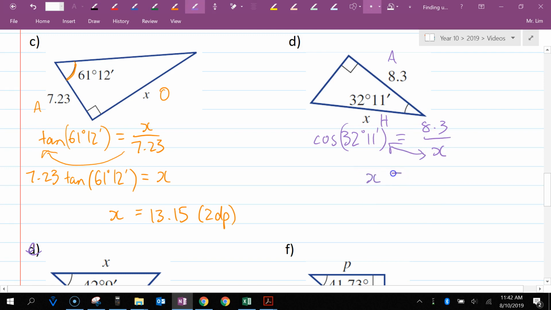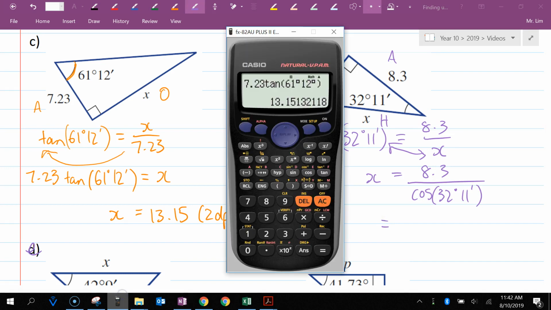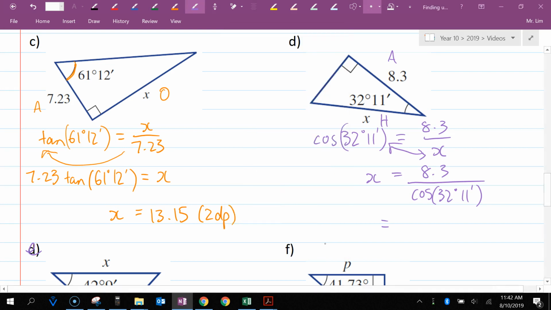So that gives us x on the left hand side is equal to 8.3 over cos of 32 degrees 11 minutes. We can put that in our calculator. 8.3 over cos of 32 degrees 11 minutes. That gives us 9.8. And that's to 1 decimal place.